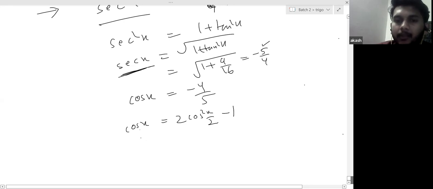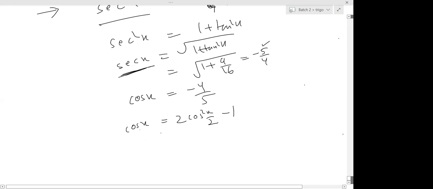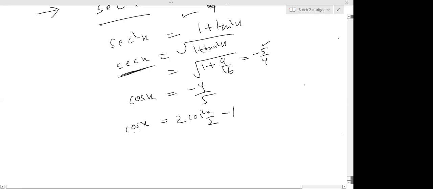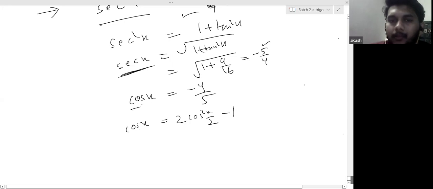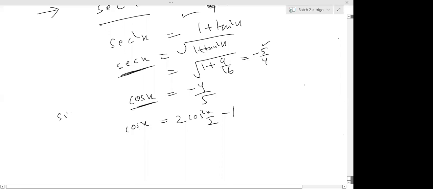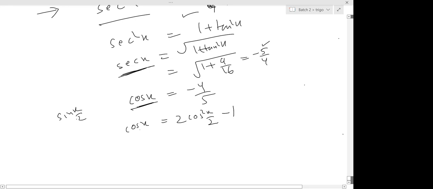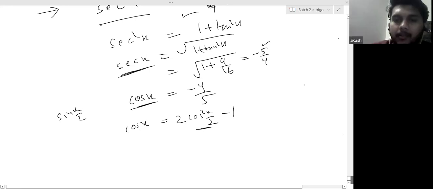All right. From here, you can find the cos value first. Sir, should we find sine also? Yeah, because the question says you have to find sin x by 2, right? So we can find cos first, using this formula. But you have to find sin x by 2, right? Yes, sir. So first, if you find this, then you can use the formula and find sin x by 2.